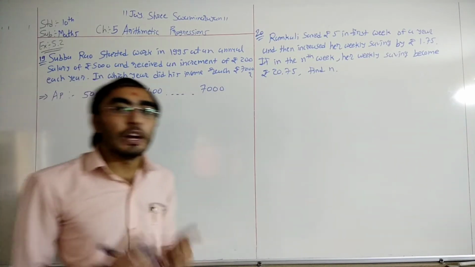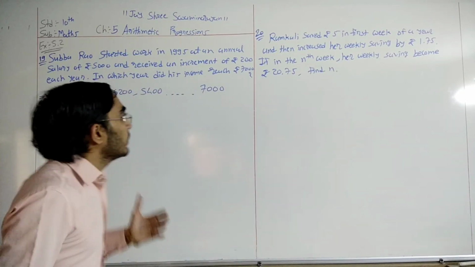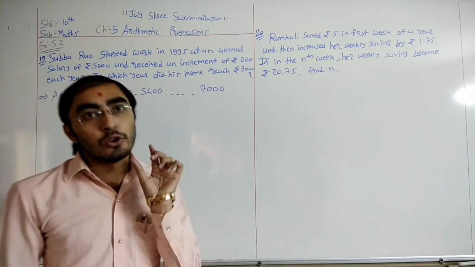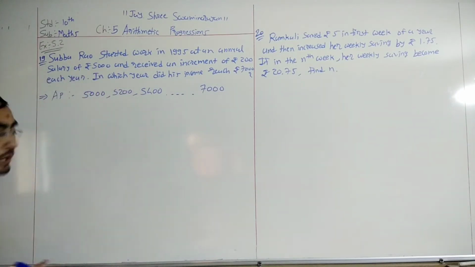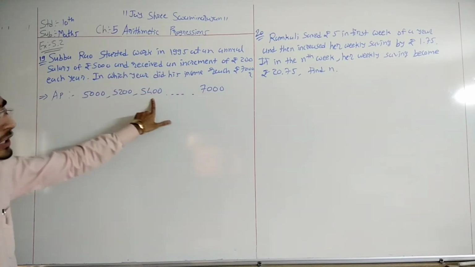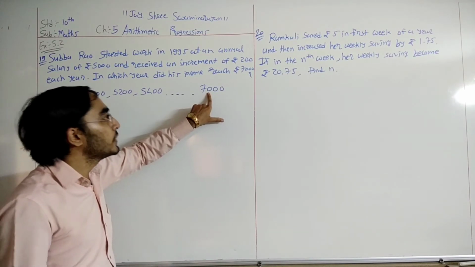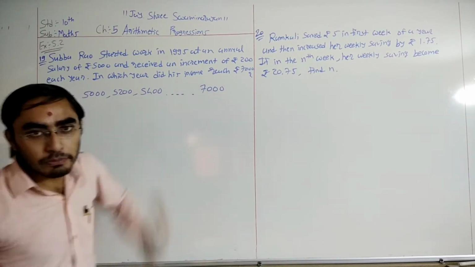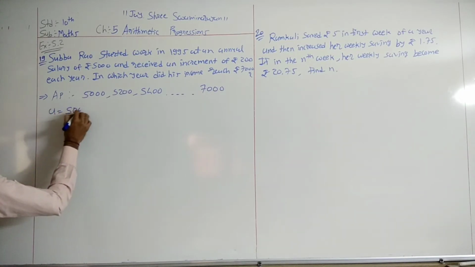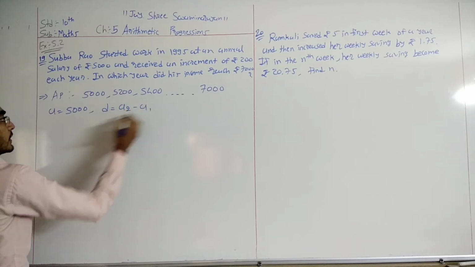That means we need to find the value of n. In which year? That means in which term the value is 7,000. So we need to find the value of n. First year salary 5,000, every year 200 increment. So we need to find the value of n in which year salary becomes 7,000. So here our first term a is equal to 5,000. Common difference d is a2 minus a1.